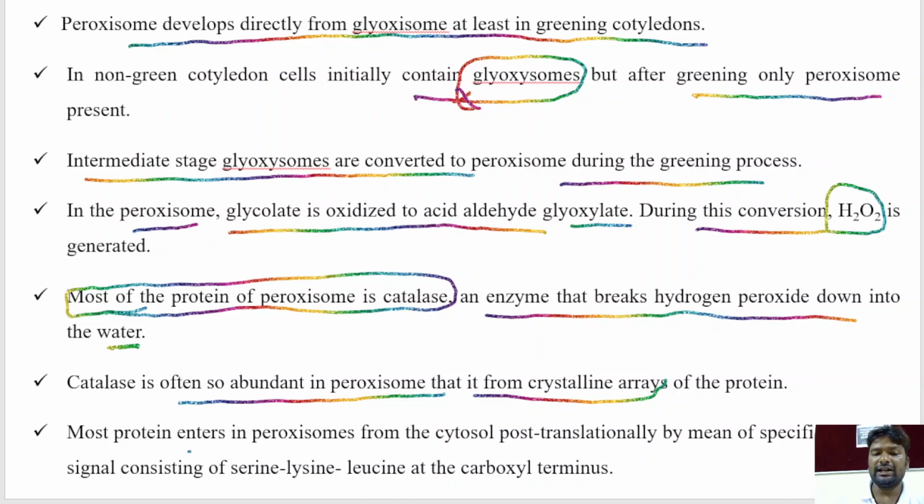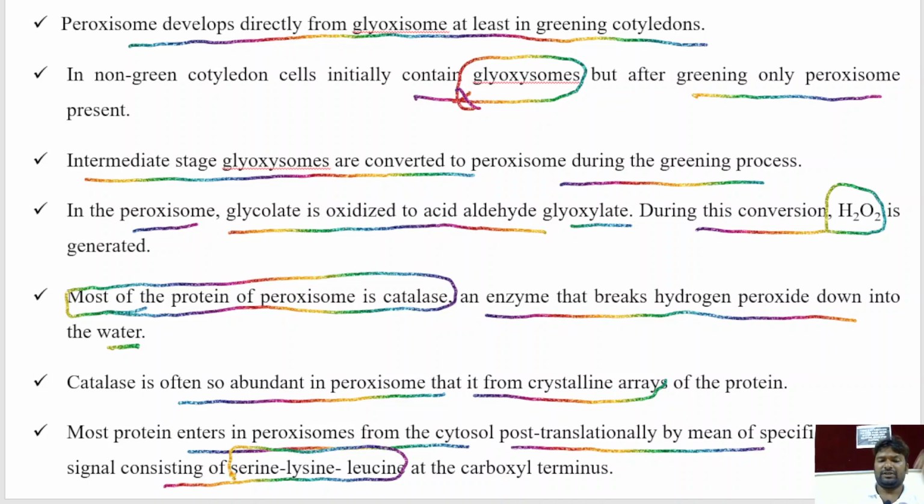And most proteins enter the peroxisomes from the cytosol post-translationally by means of a targeting signal consisting of serine, lysine and leucine. Right? These are the signal sequences, the specific targeting signals for the peroxisomes.